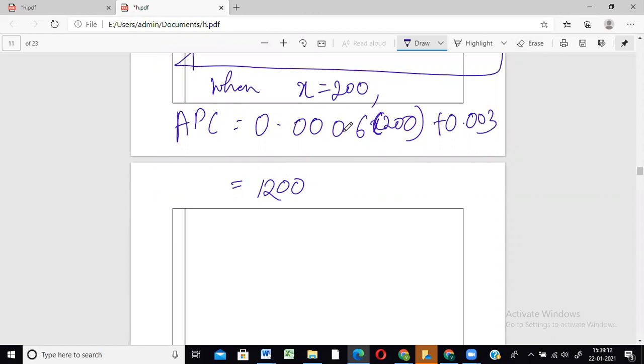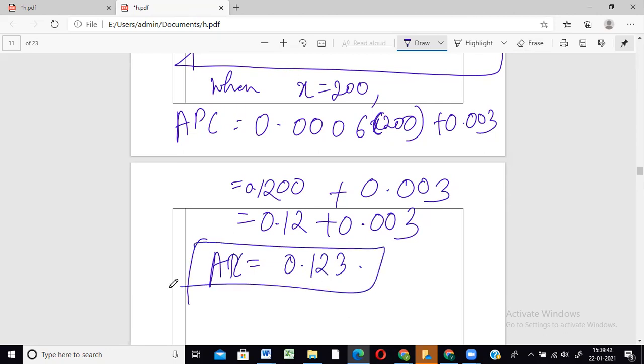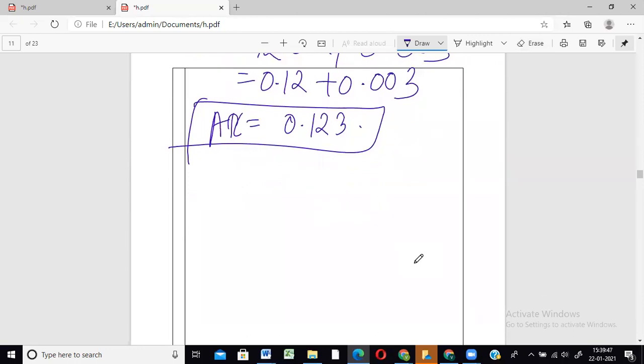So you just do 6 into this; the decimals before the number you can ignore for the time being. So 6 into 200 is 1200. And then 1, 2, 3, 4. After four digits we have a decimal. So that is nothing but 0.12 plus 0.003. When you add it, 0.12 plus 0.003, you get the answer as 0.123. Average propensity to consume. Average propensity to consume is 0.123.